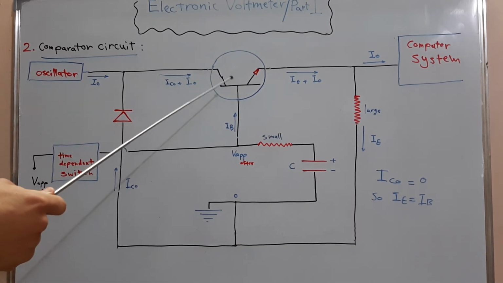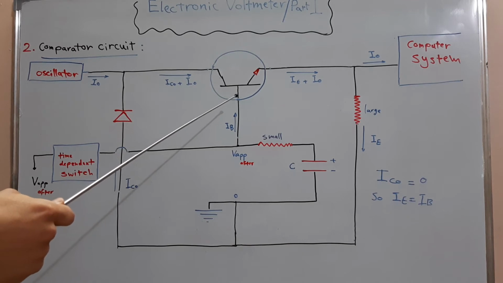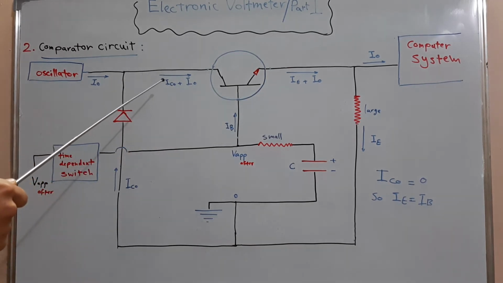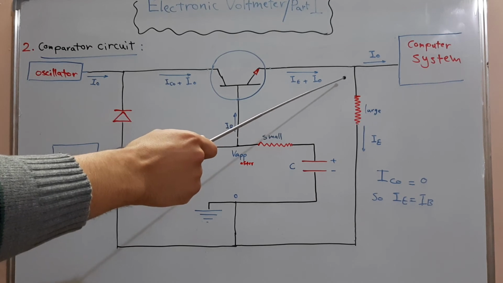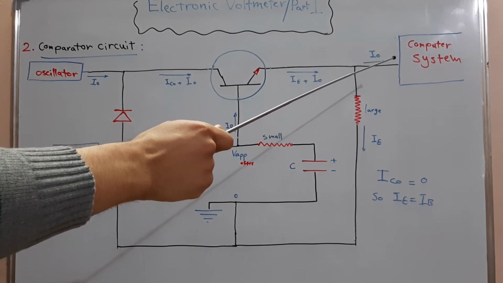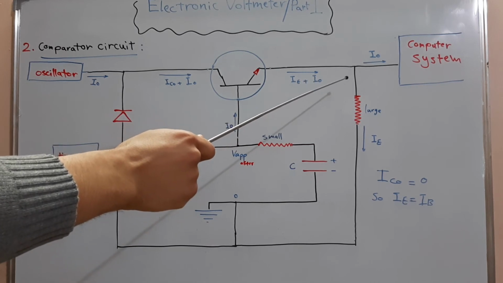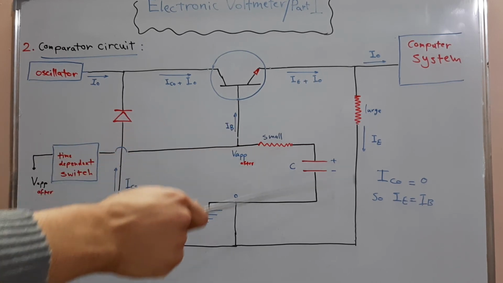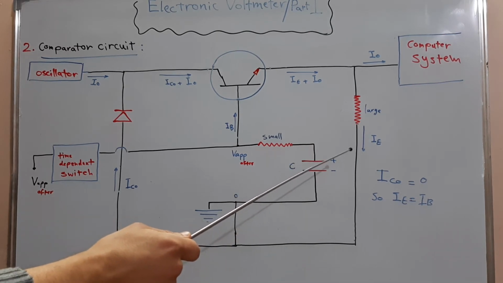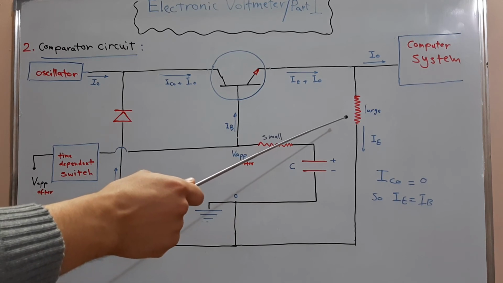After passing through the transistor, the current of the emitter is summed to the current from the oscillator. After this point, the current from the oscillator will pass in this branch to the computer system, leaving the current of the emitter in the emitter circuit alone. The current of the emitter circuit will pass through this large value resistor.